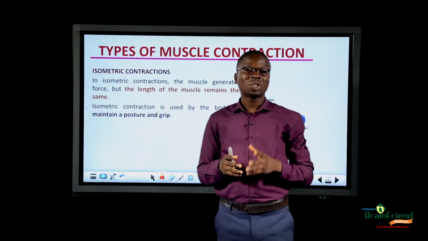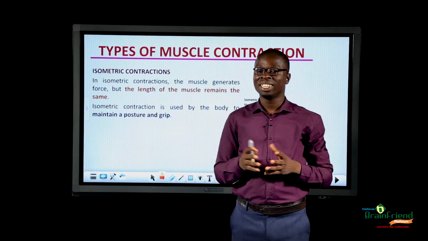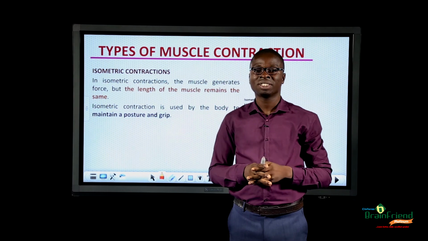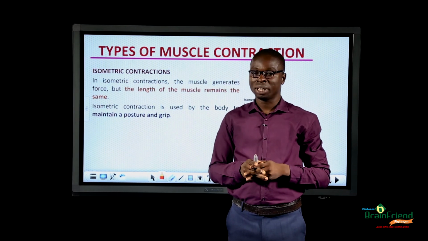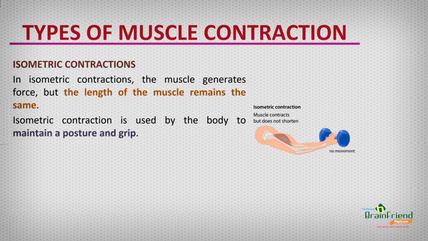Another type of muscle contraction we'll be looking at is isometric contraction. In isometric contraction, the length of the muscle remains the same. This type of contraction is commonly used by the muscle to maintain posture and grip. For example, as you can see in this image, there is no movement in the muscle, causing the length of the muscle to remain the same. The hand is kept in a static position while acting on the load.